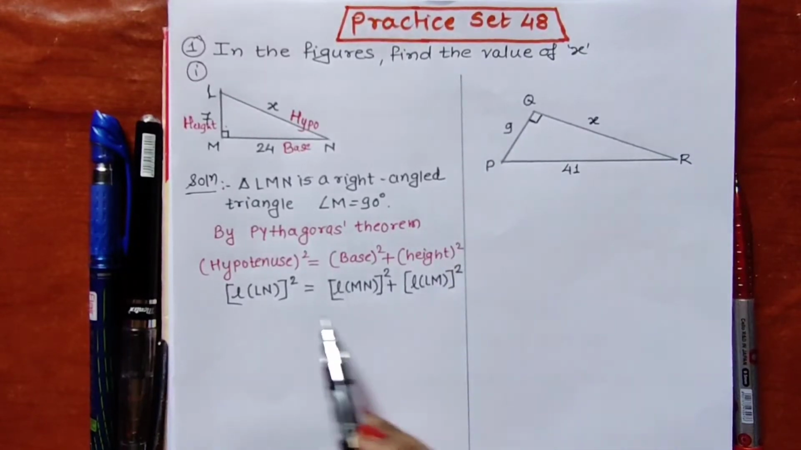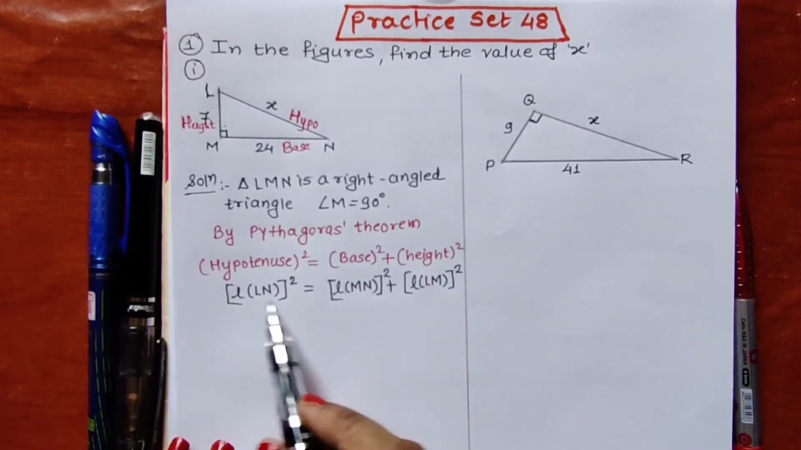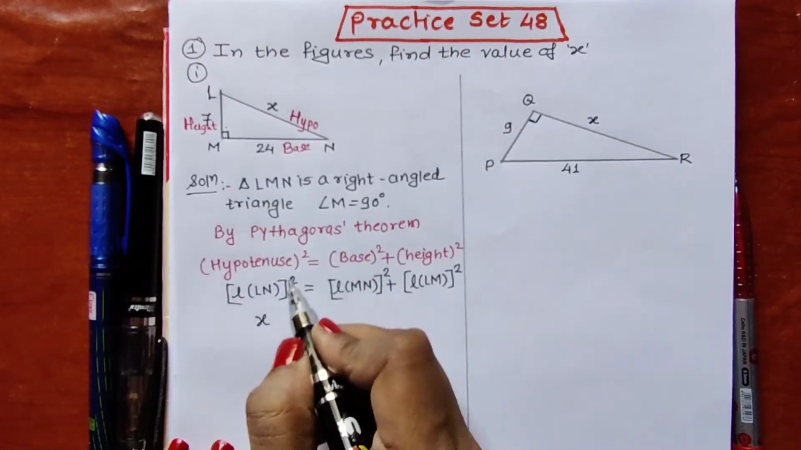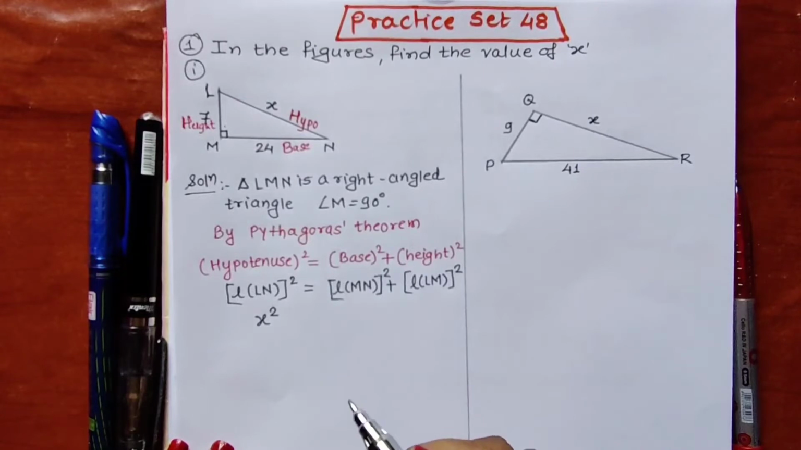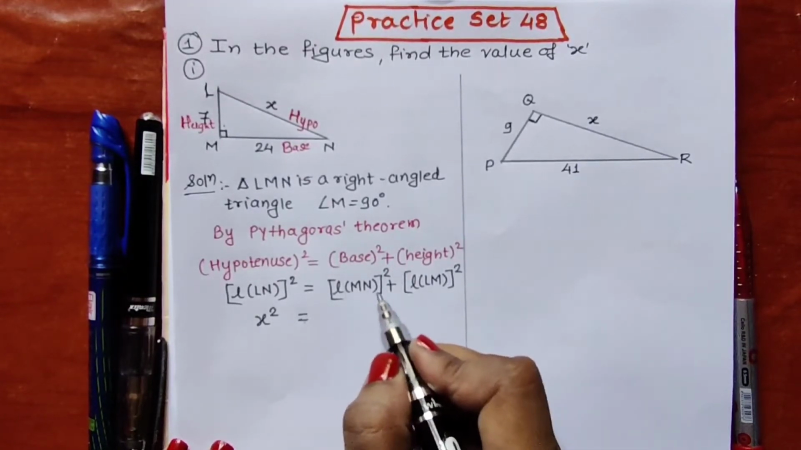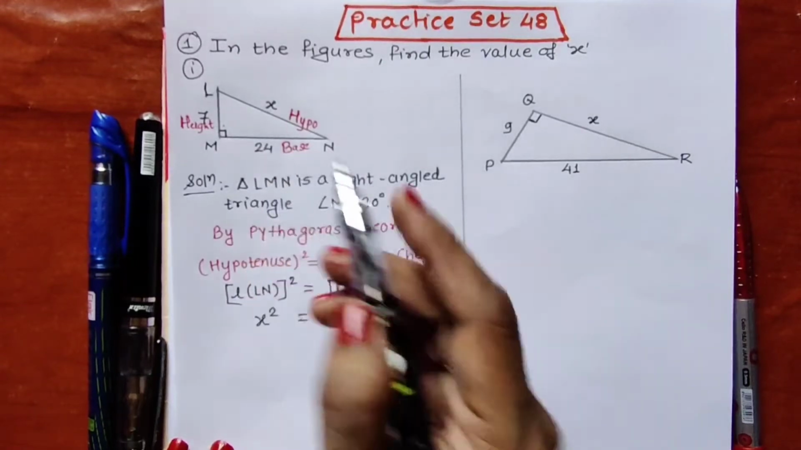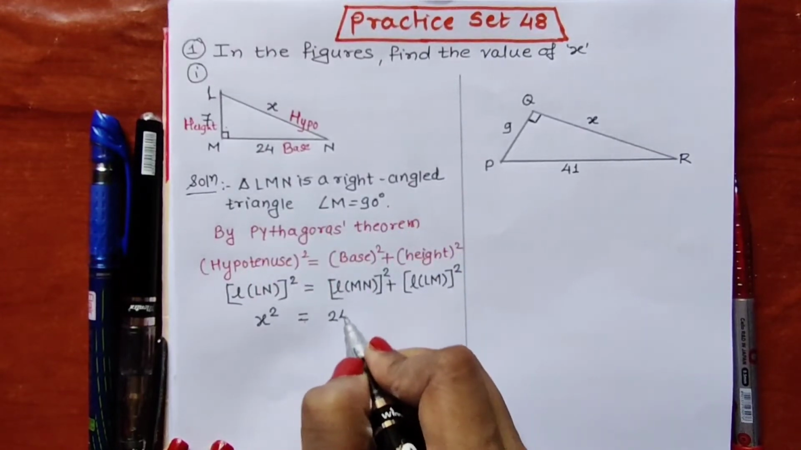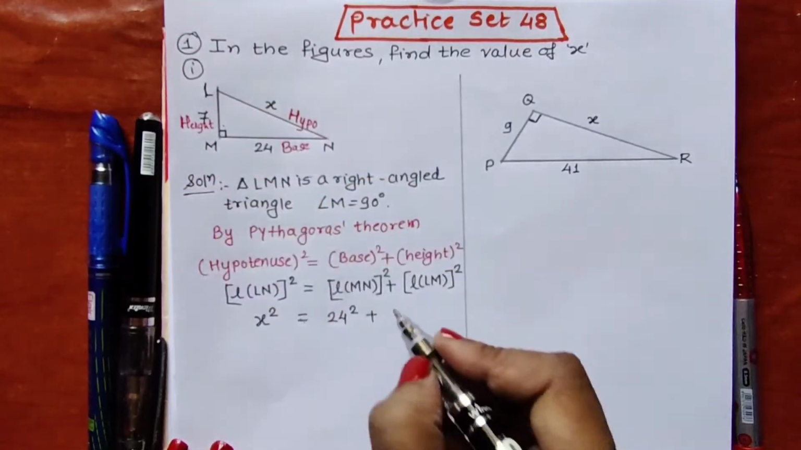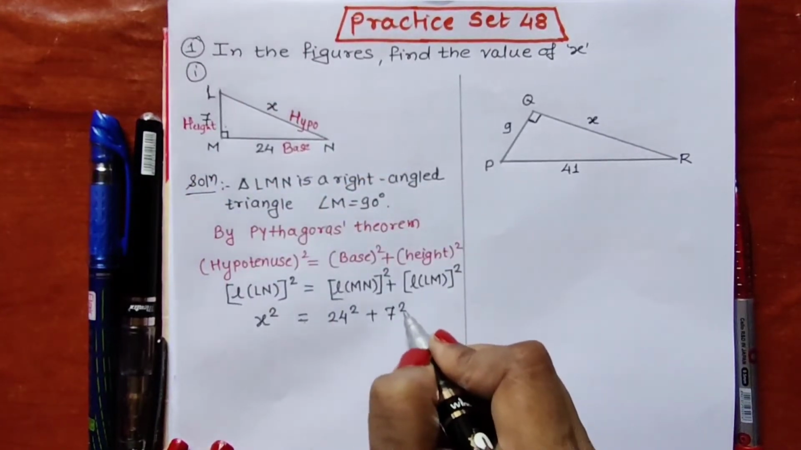So after writing the names, we will put the values. LN value is given, x, and since LN square is there, we write x square is equal to MN square. MN value is 24, so 24 square, plus LM square. LM is 7, therefore 7 square.